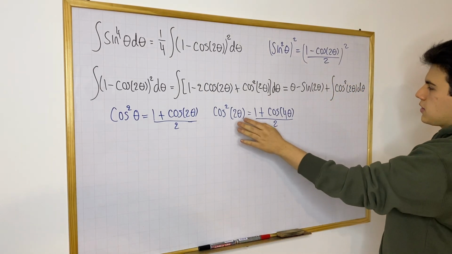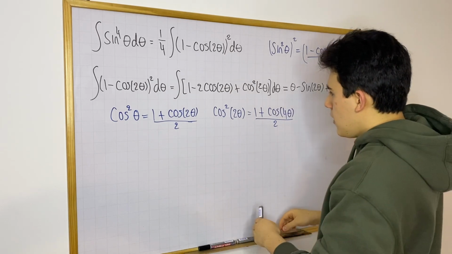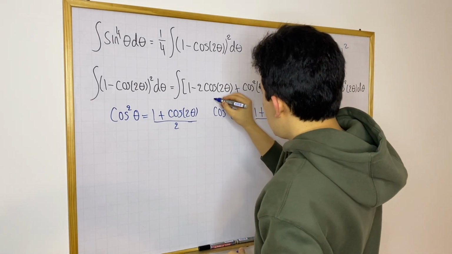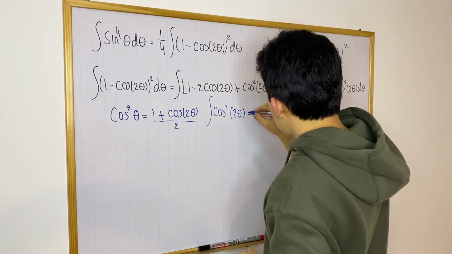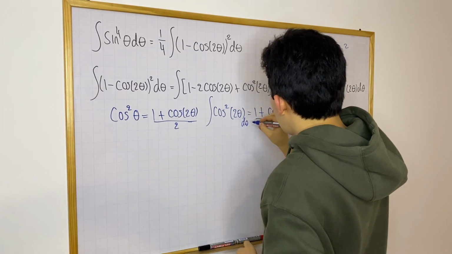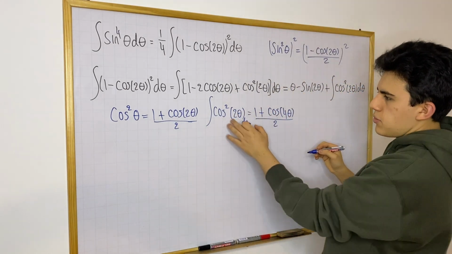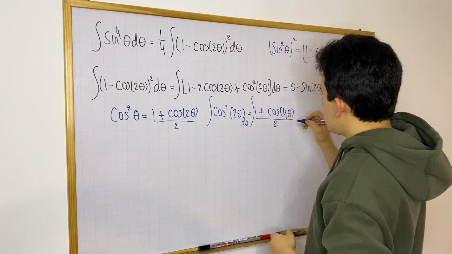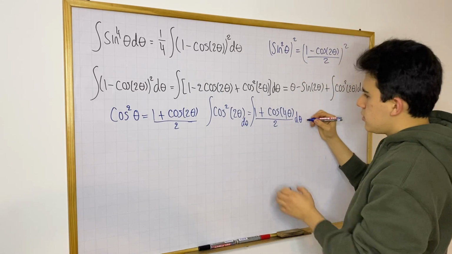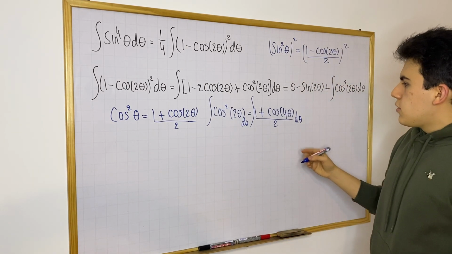Now, instead of integrating this, we're going to integrate this. So I'm going to do it like this. The integral of this, and this will be d theta. I just don't want to have to rewrite the entire thing again, so I'm just going to use the integral notation here. And then we know this will be equal to the integral of this. So now how do we integrate this?